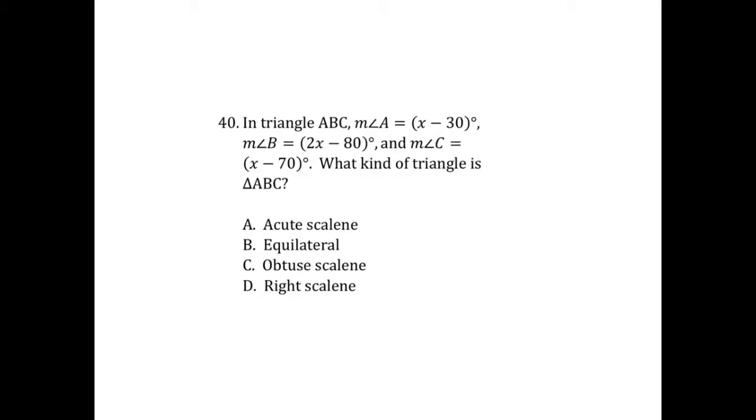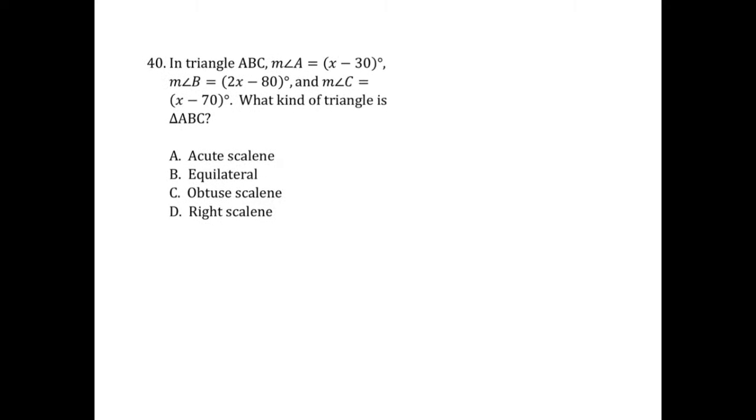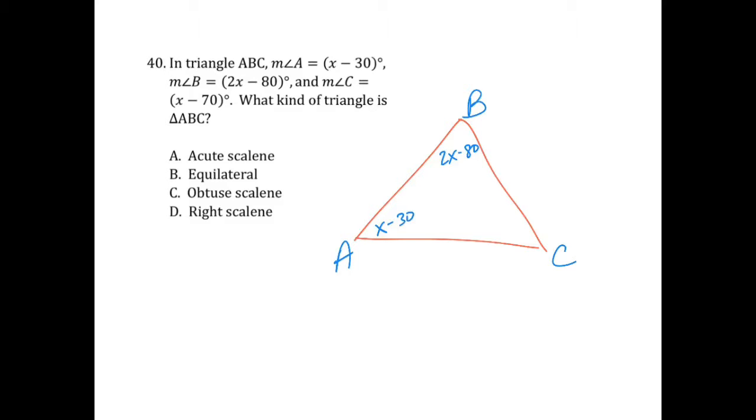Lastly, number 40. All right, what kind of triangle is this? So I'm going to go ahead and sketch it out. A, B, C. B is 2x minus 80. A is x minus 30. And C is x minus 70. All right, guys, so I know that all these angles have to add up to the magic number, 180, right? So x minus 30 plus 2x minus 80 plus x minus 70 equals 180.